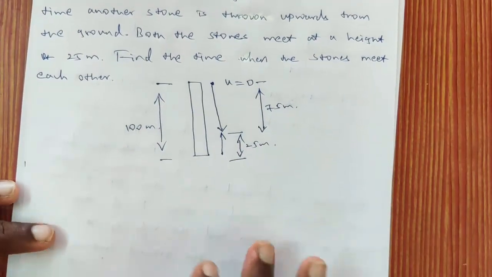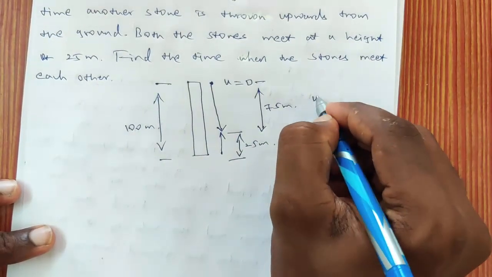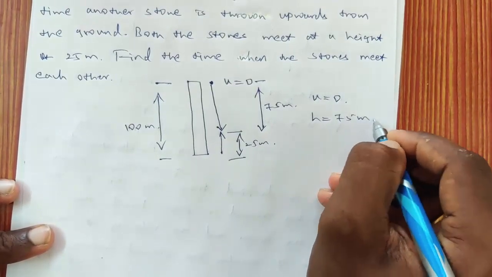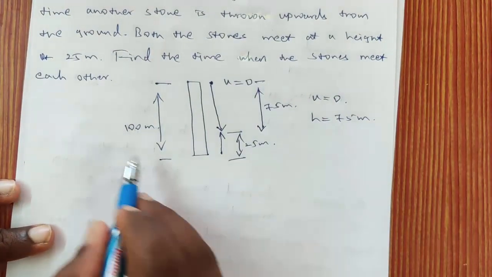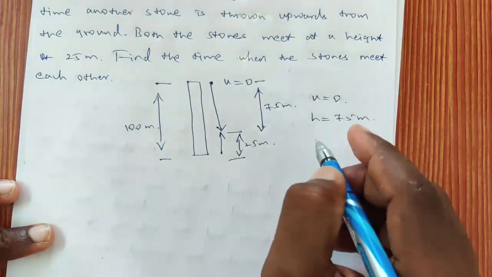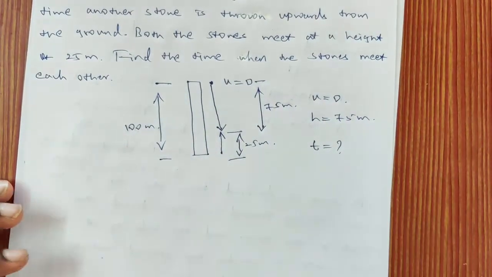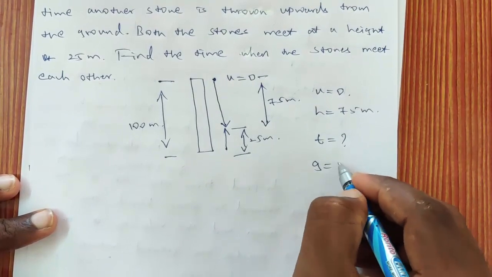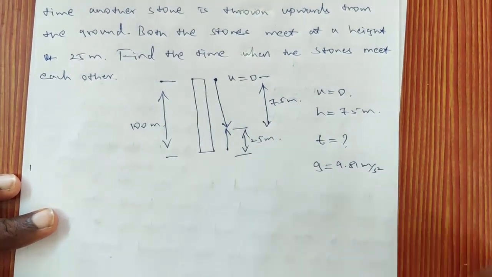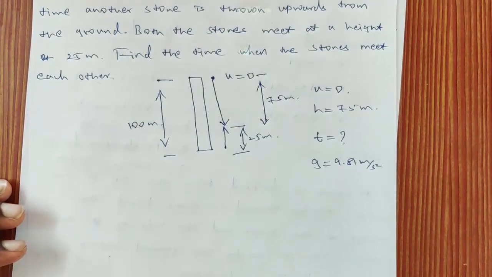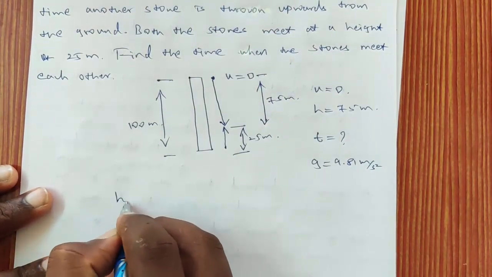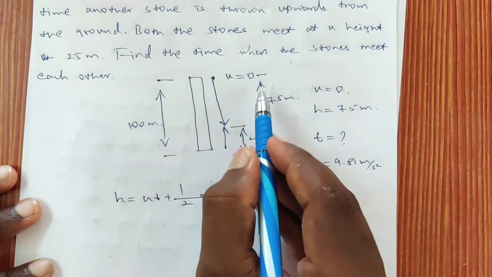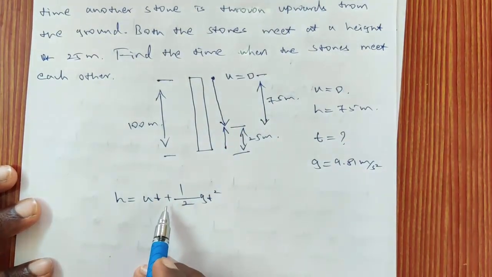Now for stone 1 we have u equal to 0 and the height travelled by stone 1 is 75 meter. We have to find the time when the stones meet each other, so we have to find the value of t. In this problem we have u and h, and we already know that g is 9.81 meter per second square. If you take the second equation, h is equal to ut plus half gt square. Since stone 1 is moving in the downward direction, here it is positive.